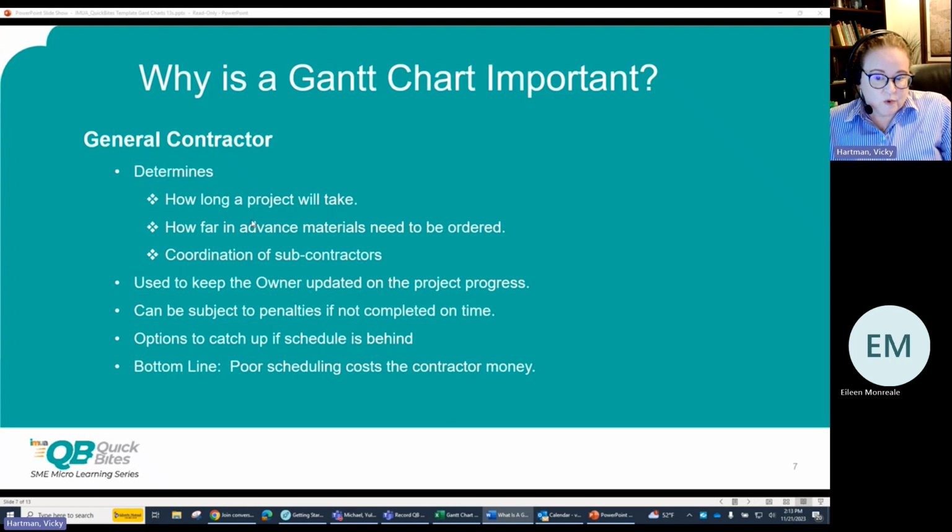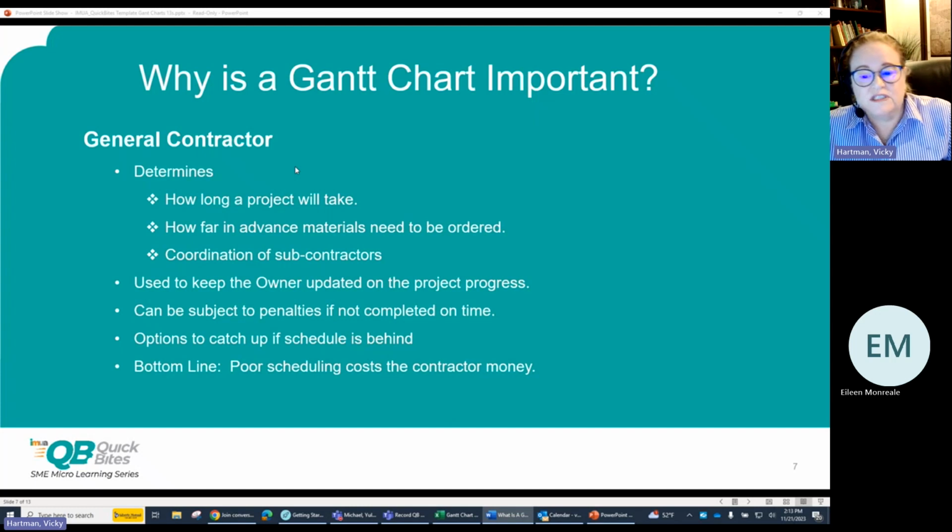So why is a Gantt chart important? It depends on the group that's using it. The first is the general contractor. They're the ones who create the Gantt and control the schedule. They use the Gantt chart to determine how long the project will take. All large projects have a contract between the owner and the general contractor, and the start date and the completion date are shown in the contract.